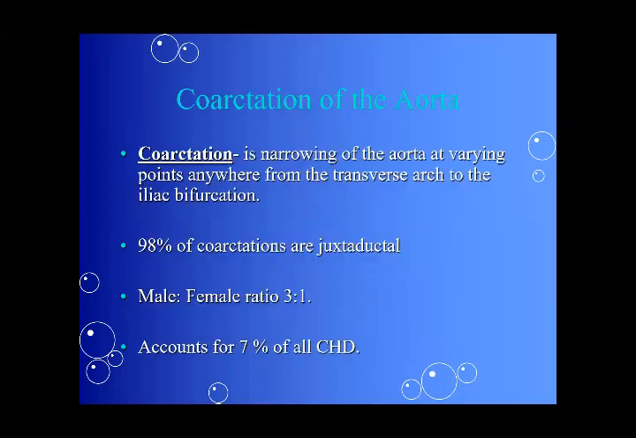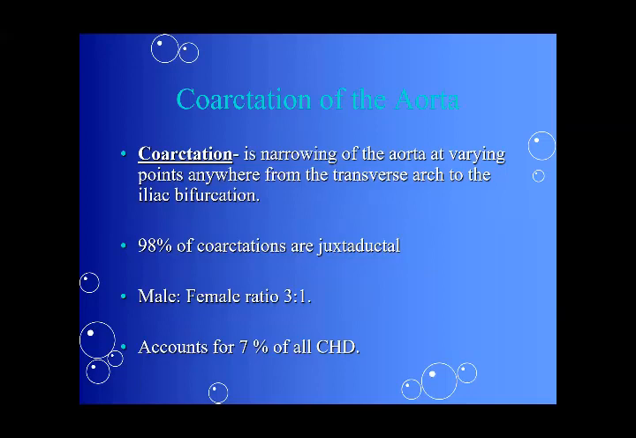Then there is the coarctation of the aorta. Coarctation of the aorta is the narrowing of the aorta at varying points, anywhere from the transverse arch to the iliac bifurcation of the aorta. 98% of coarctations are juxtaductal, meaning at the point where the ductus arteriosus is attached to the aorta. At this level, the coarctation occurs.